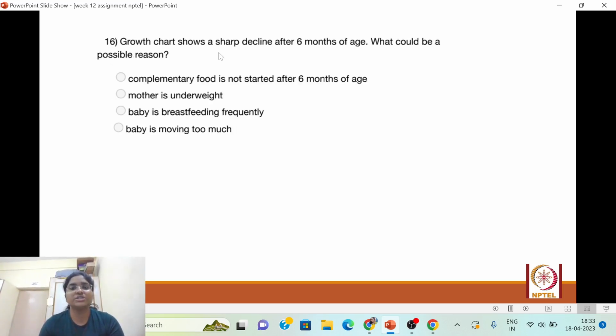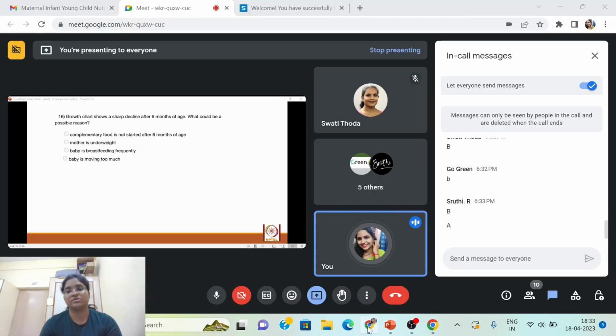Growth chart shows a sharp decline after 6 months of age. What should be a possible reason? Complementary food is not started after 6 months of age. Mother is underweight. Baby is breastfeeding frequently, or baby is moving too much.